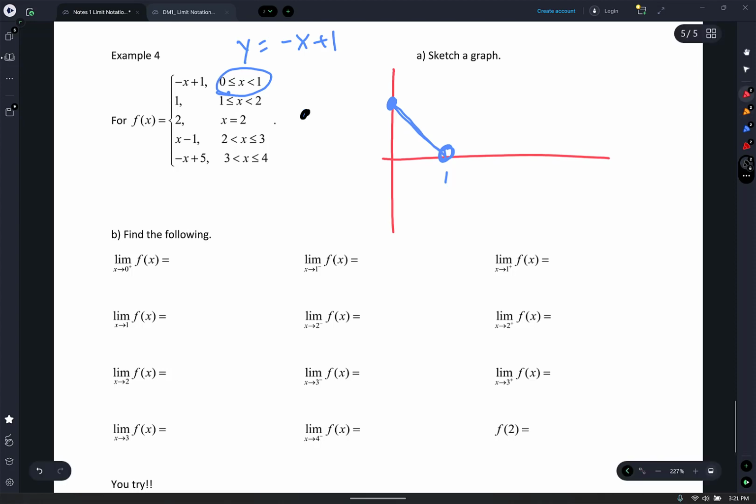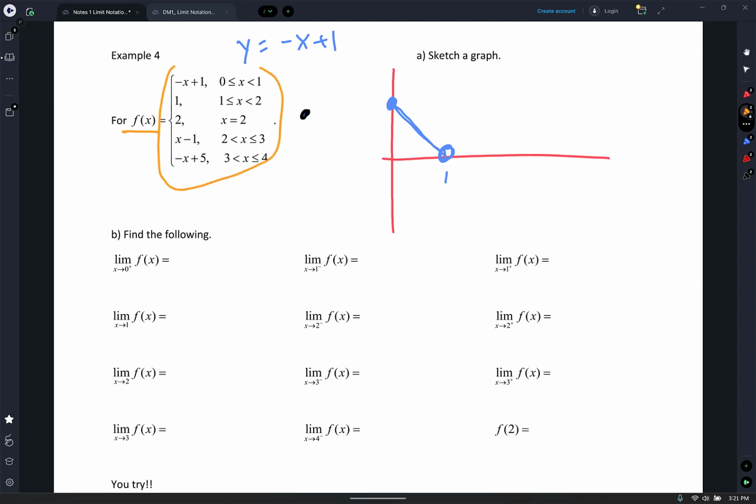Let me explain it a different way. So this f of x equals all this mumbo jumbo. All it's saying is that I have a y value, or my function is negative x plus 1, but my domain is restricted between 0 and 1. 0, comma 1.